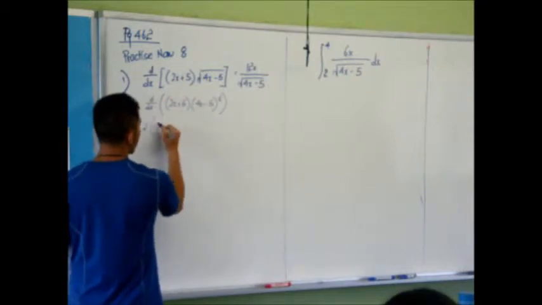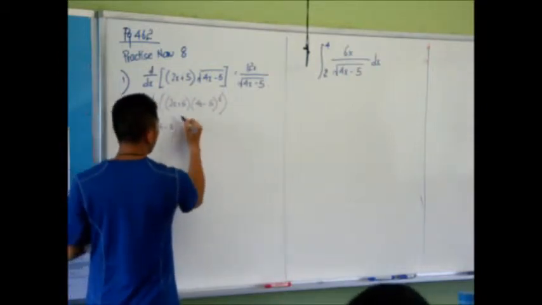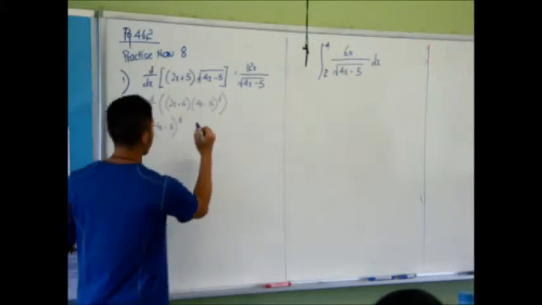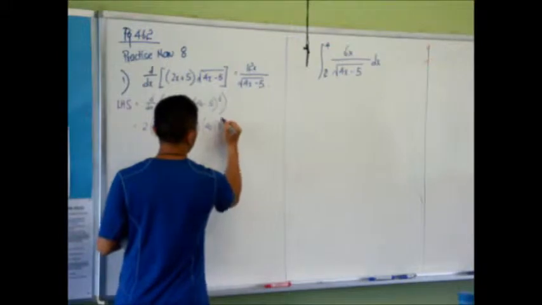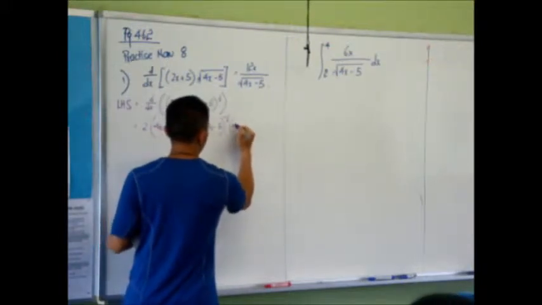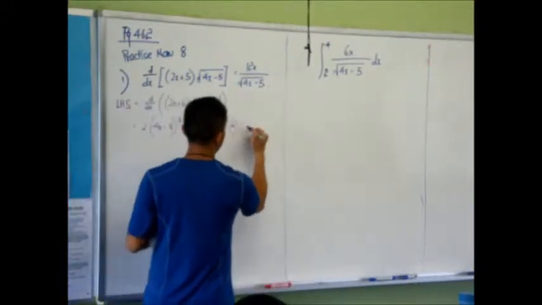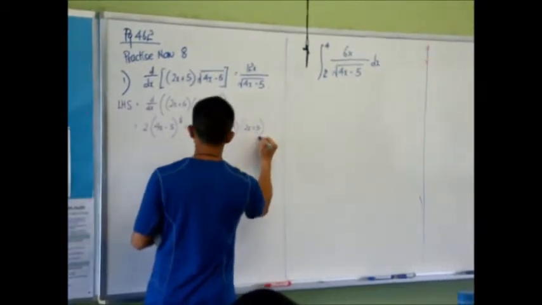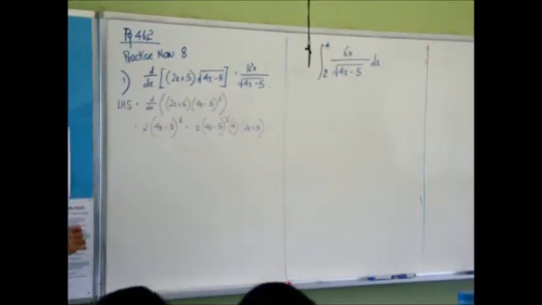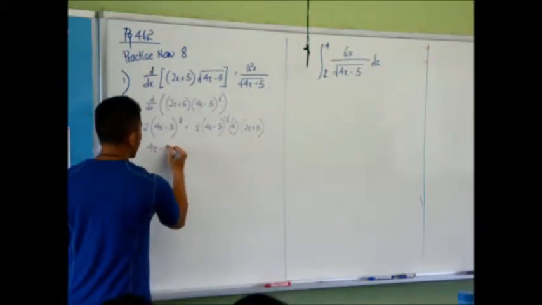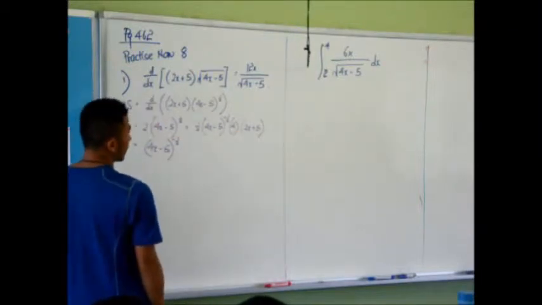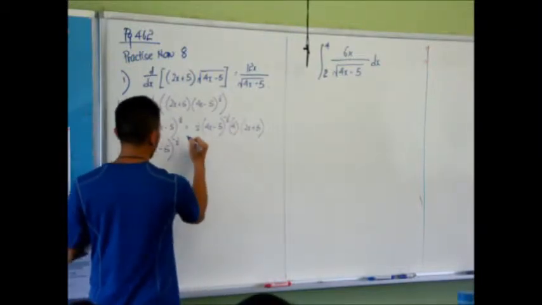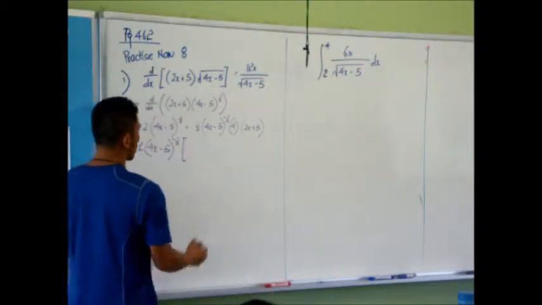Differentiate the first, keep the second, plus differentiate the second, keep the first. Alright? After that, we do our normal factorization. Take out the one with the smaller power. Alright? If there is some other constant number that is common, please take it out as well.